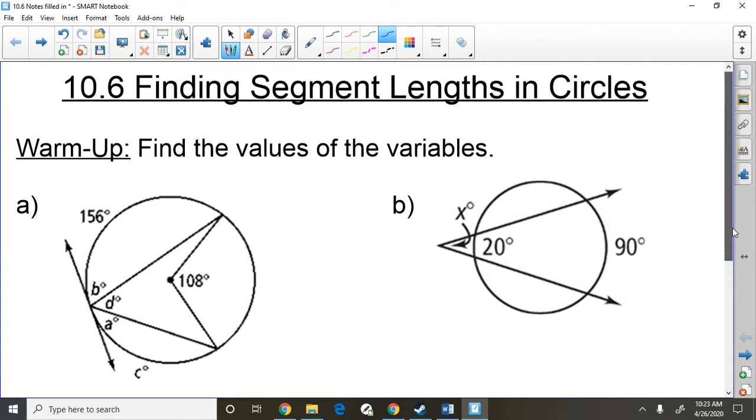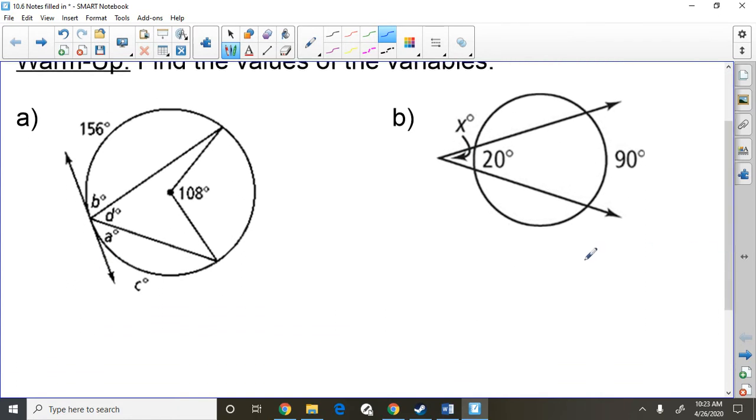Last week was all about the measures of arcs and angles. So in this problem over here, we're trying to find the values of A, B, C, and D. We're given the measure of this central angle, 108, so we know that the measure of the central angle is equal to the measure of its intercepted arc. We're given the measure of the arc over here, that's 156. We don't know C, which is the remainder of the circle. So to find C, since the whole circle is 360, I would subtract those other two arcs, and I would get that C is 96 degrees.